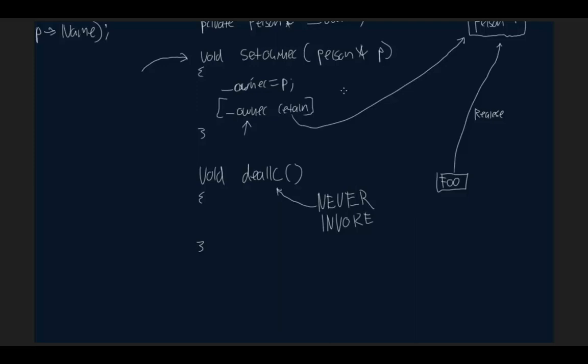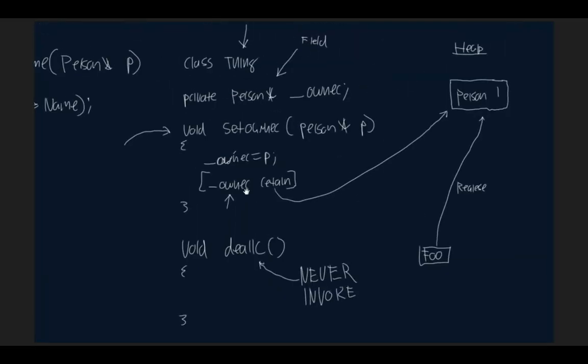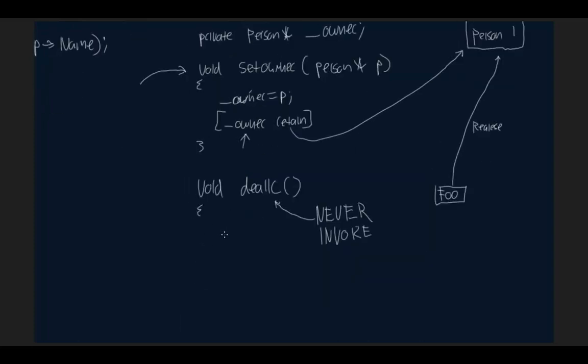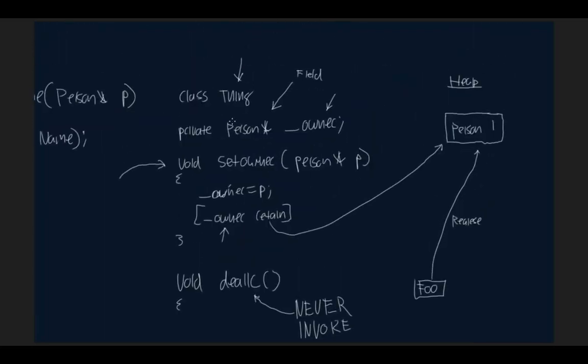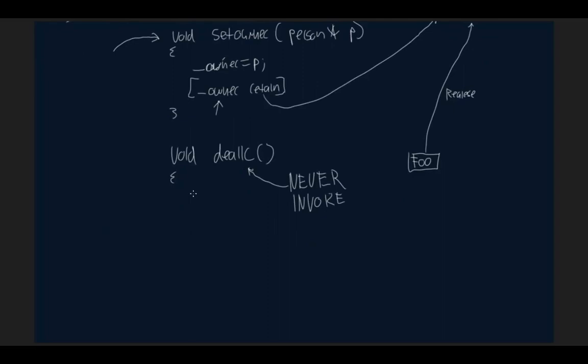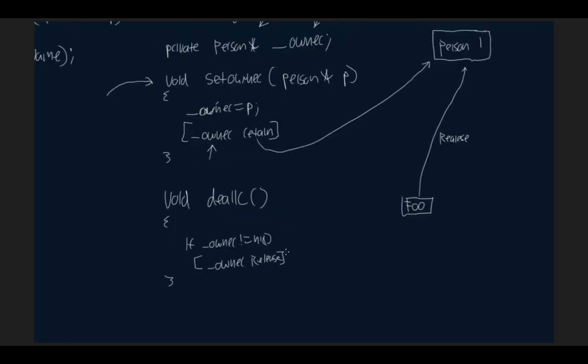Now, dealloc is where you release the objects that your class owns. So a person was asking, when does owner get released? Well, owner gets released when the thing gets released. So what I'm going to do is, if owner does not equal nil, owner release. Now what that will do is that will bring the person's reference count down to 0 and destroy it.